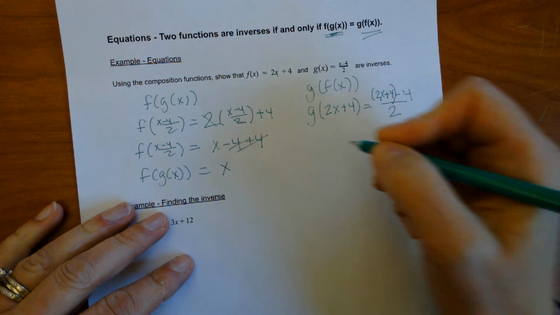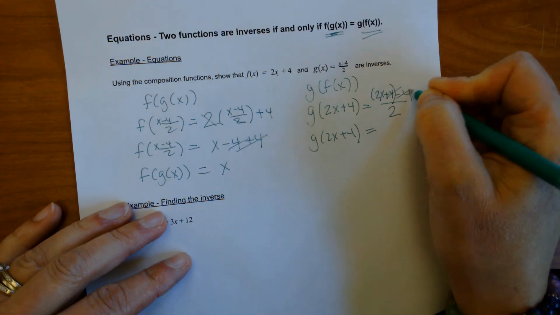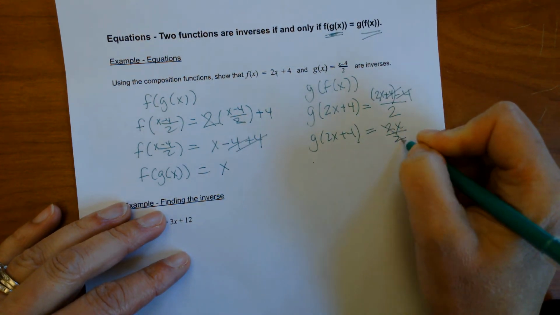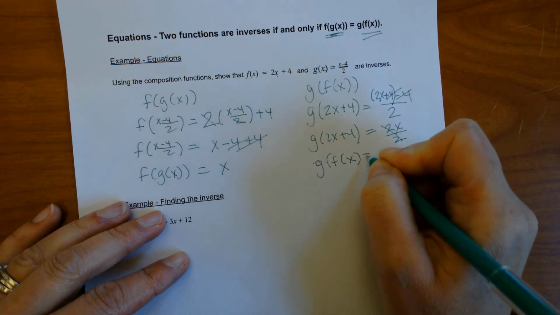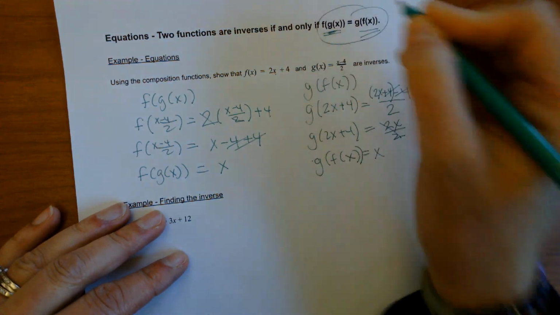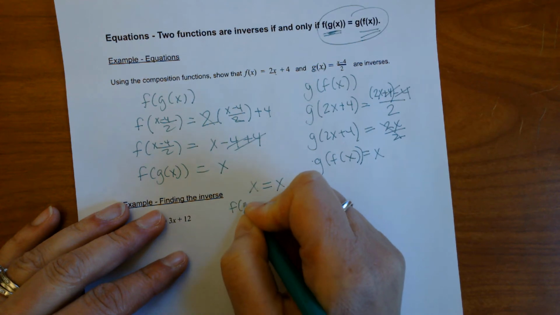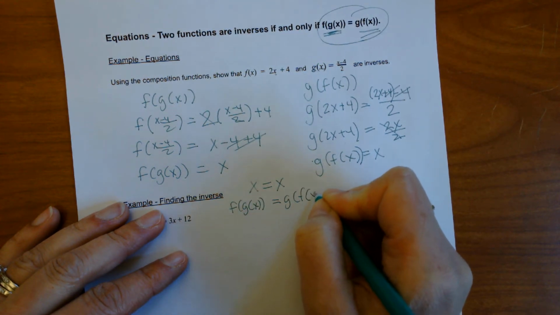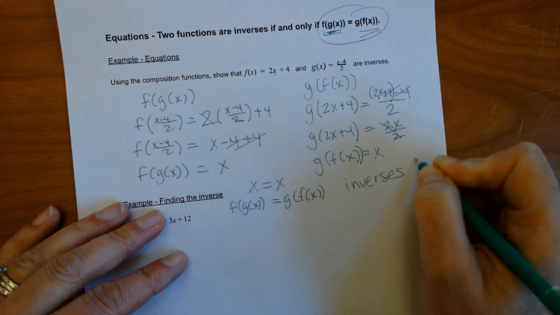Let's see what happens. g of 2x plus 4 equals, these 4's are going to cross out, so we're going to have 2x over 2. These two are going to cross out, so we're going to have g of f of x also equals x. So all in all, we have x equaling x. So our f of g of x equaled our g of f of x. And that's how you can tell they are inverses.